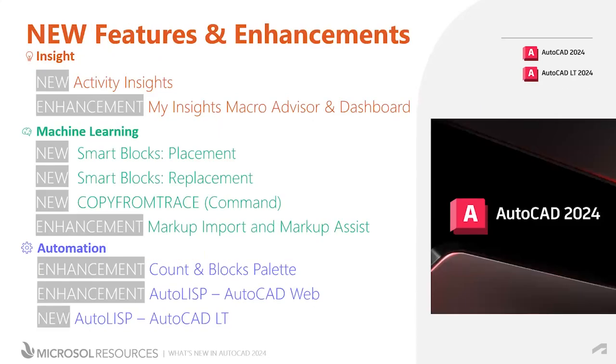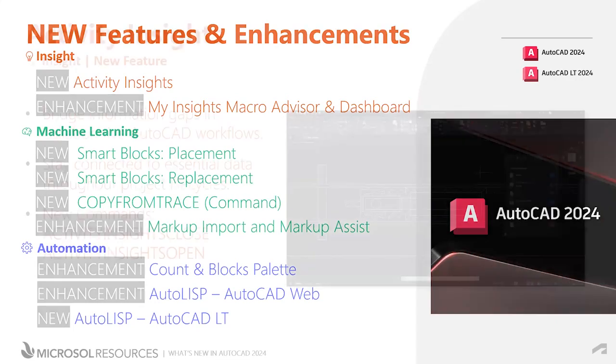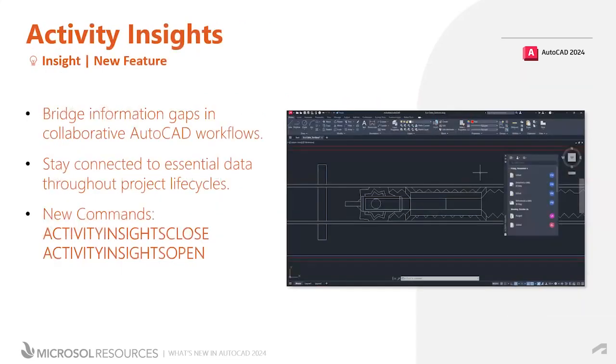And we also have the Automation category, in which we have enhancements for the Count tool, the Blocks palette, and AutoLift's APIs on AutoCAD Web, as well as AutoLift now being available on AutoCAD LT as well. And we're going to take a deeper look into each one of these features. We're going to start with the Activities Insights.